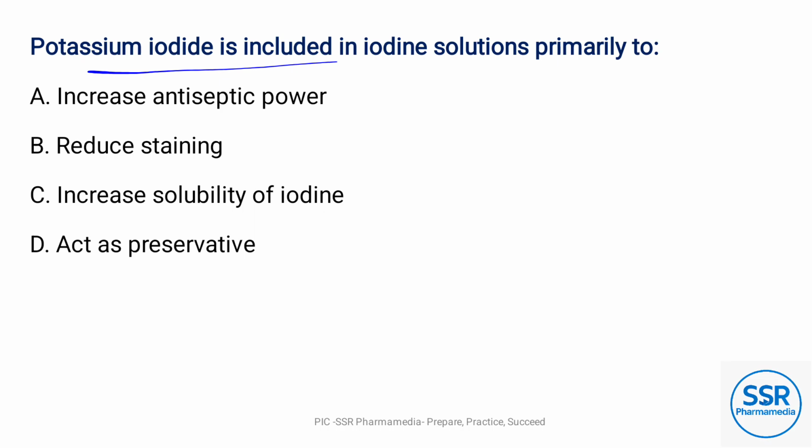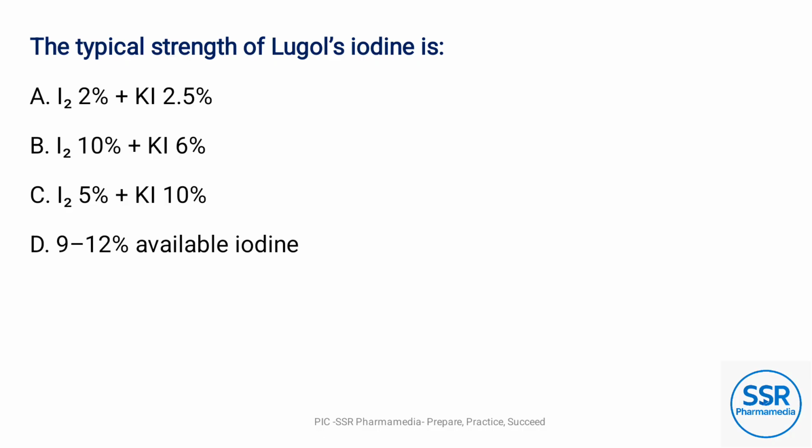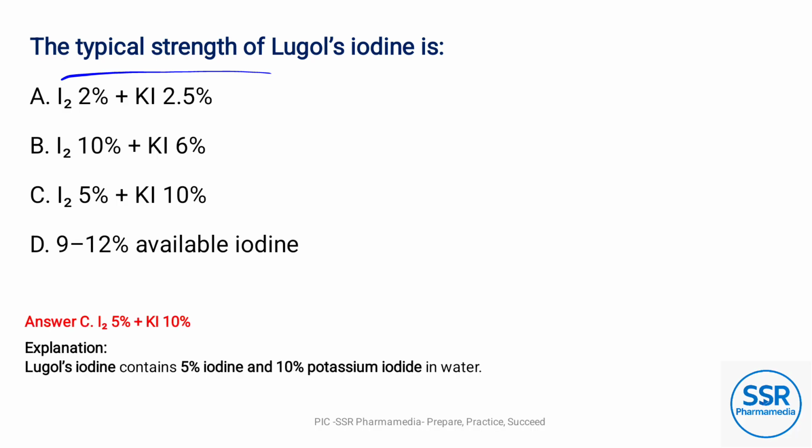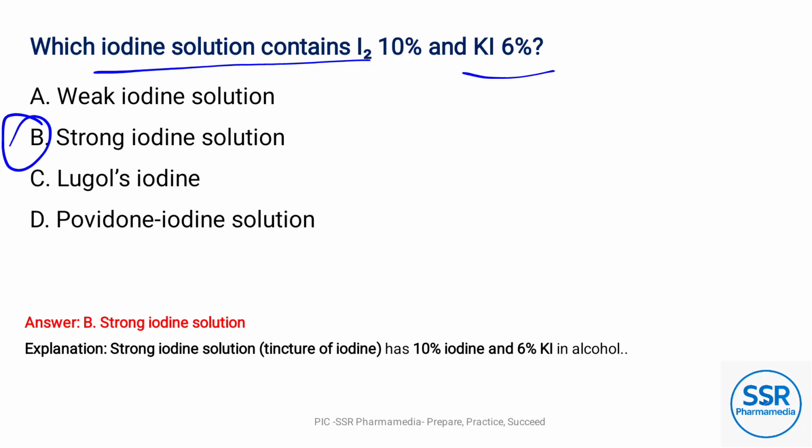Potassium iodide is included in iodine solution primarily to, option C, increase solubility of iodine. Due to this, iodine forms triiodide ions when combined with potassium iodide. The typical strength of Lugol's iodine is, option C, 5% of iodine and 10% of potassium iodide. Which iodine solution contains 10% of iodine and 6% of potassium iodide? So option B, strong iodine solution.